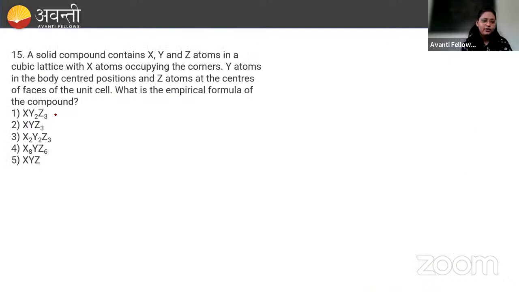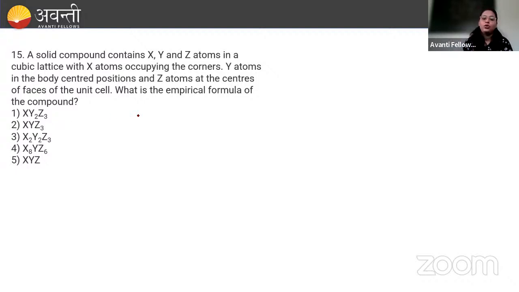A solid compound contains X, Y, Z atoms. So here how many atoms are there? 3 atoms are there. Okay. In a cubic lattice with X atoms occupying all the corners, Y atoms in the body centered, and Z atoms at the centers of faces of the unit cell, what will be the formula for the given compound?